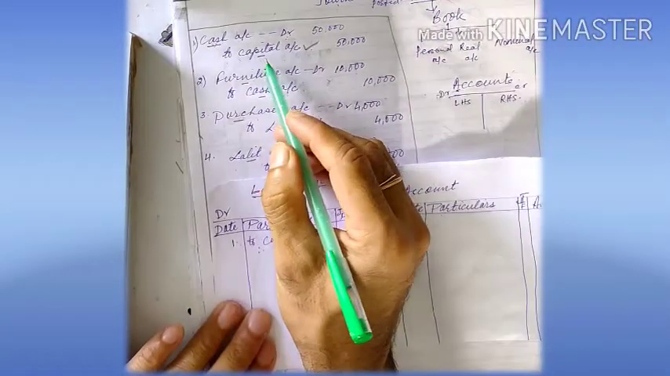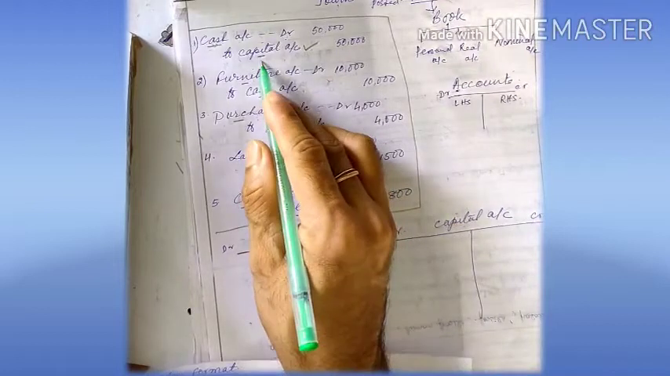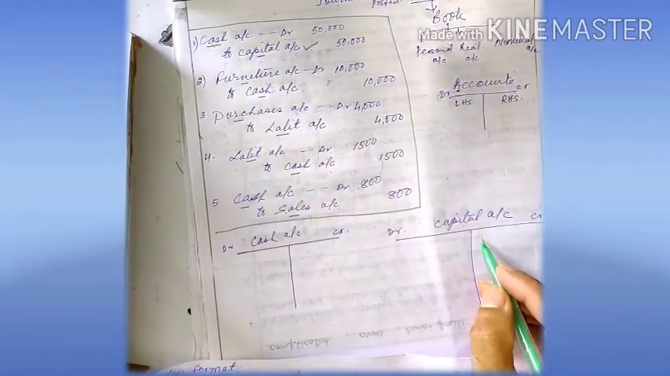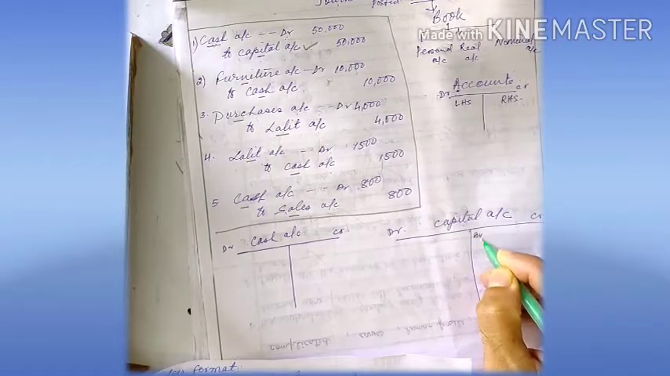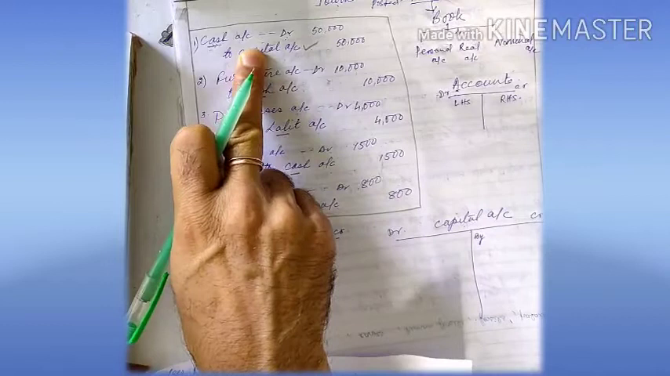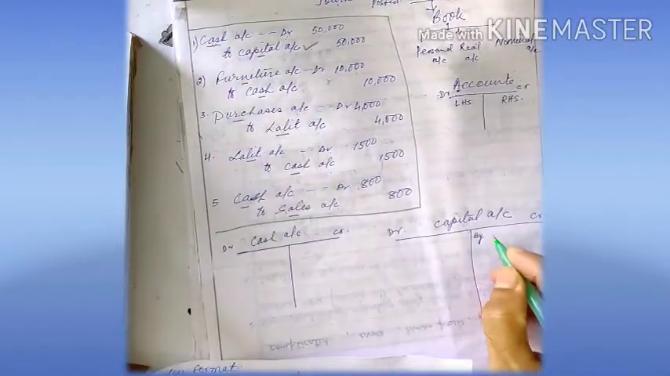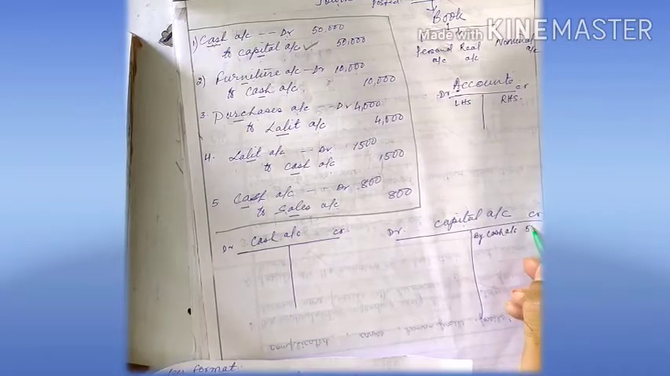Now again we'll make the entry in the capital account. So here you have the capital account. Your capital account is credit. So we go to the credit side. Now on the credit side we start with the word by. So by, since this is already there, we need to write cash account. So by cash account. What is the amount? 50,000.